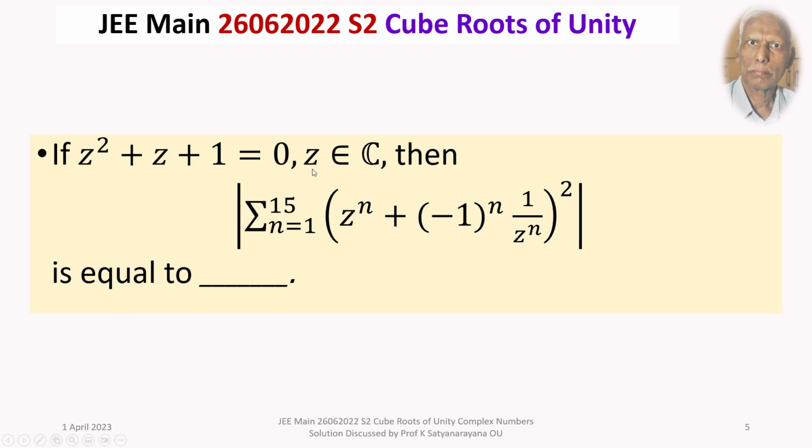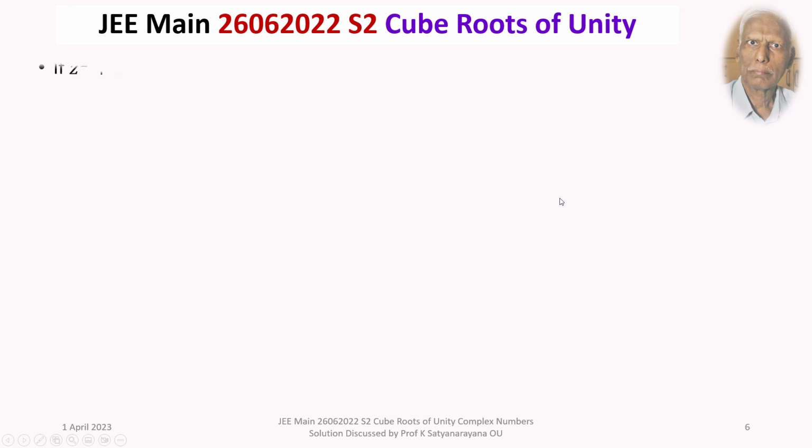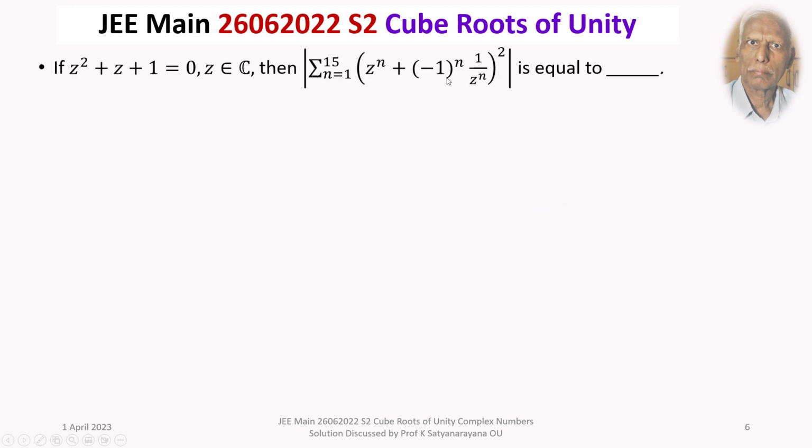We have z is a complex number satisfying the equation z square plus z plus 1. Then we are required to find the value of mod of sigma n is equal to 1 to 15 in brackets z power n plus minus 1 to the power of n into 1 by z power n whole square. That is the given question. We now discuss the solution of the problem in detail.